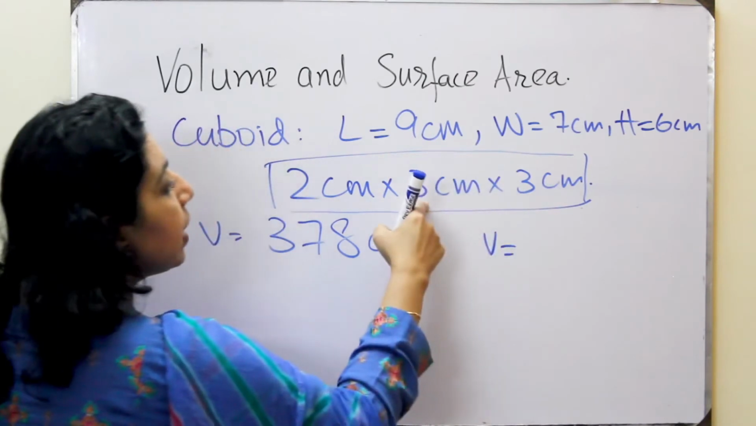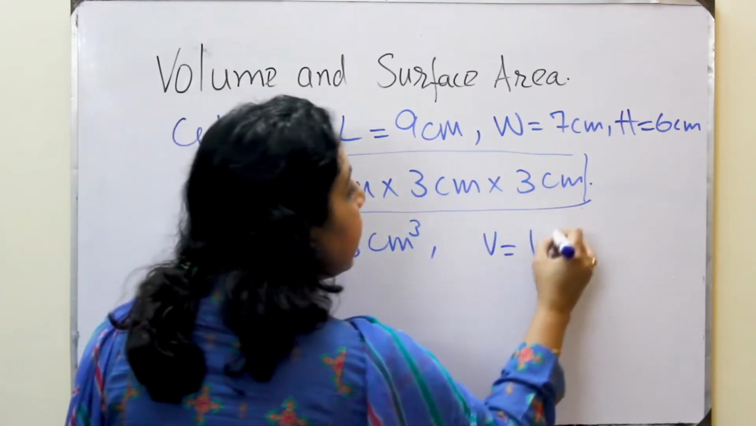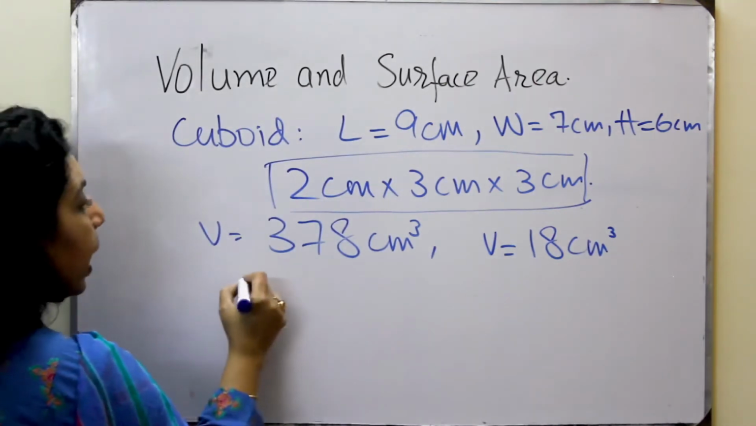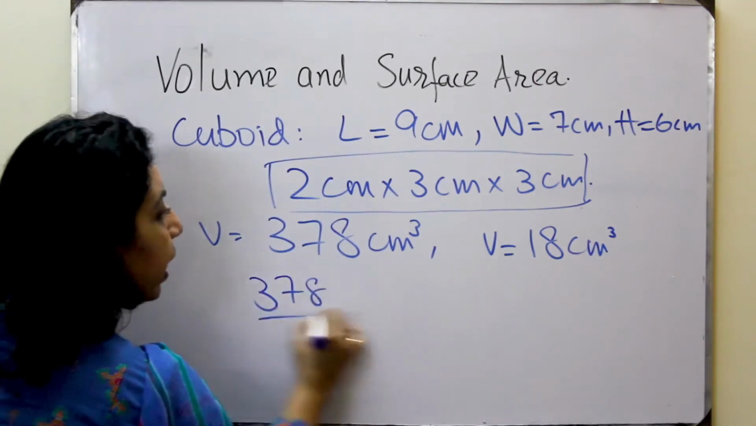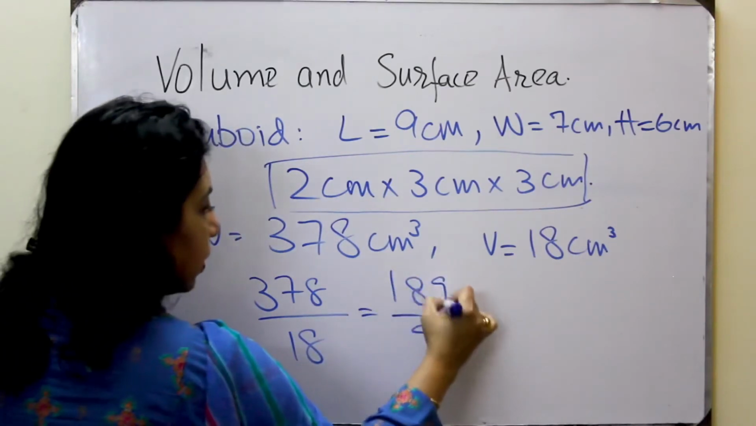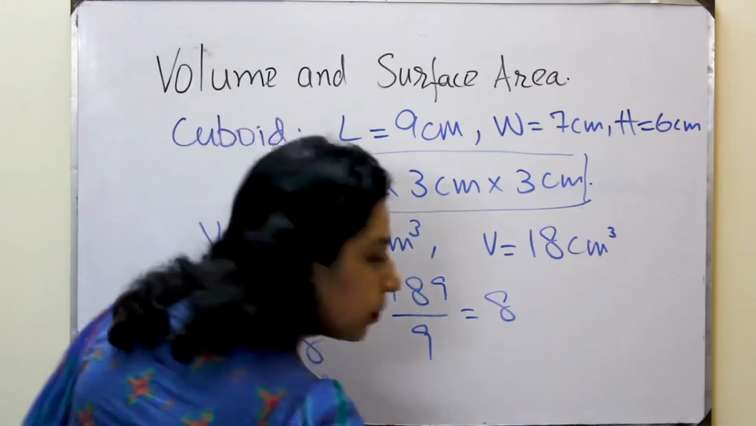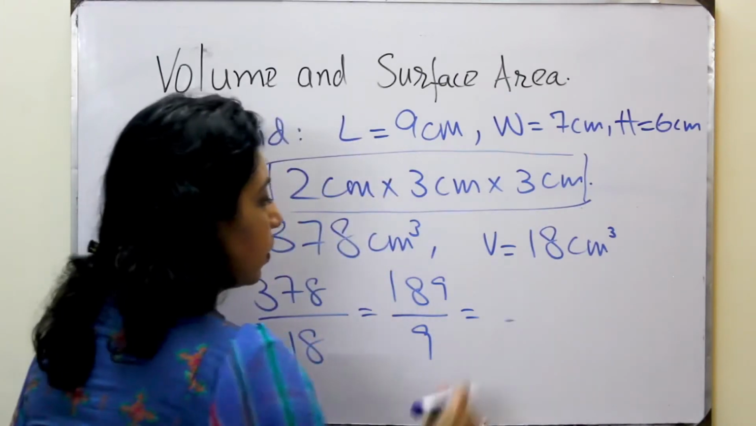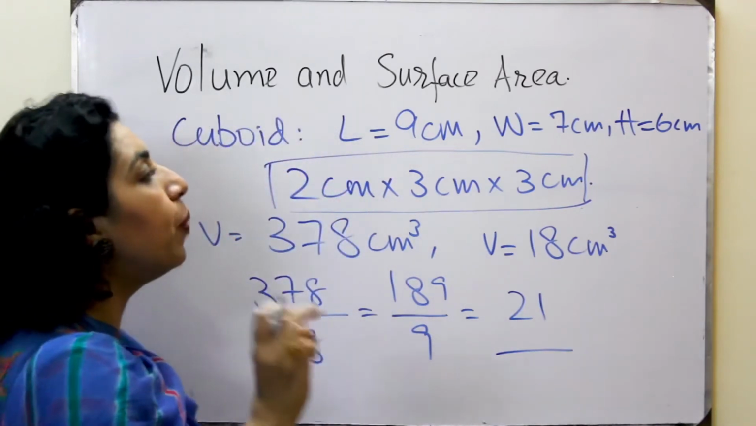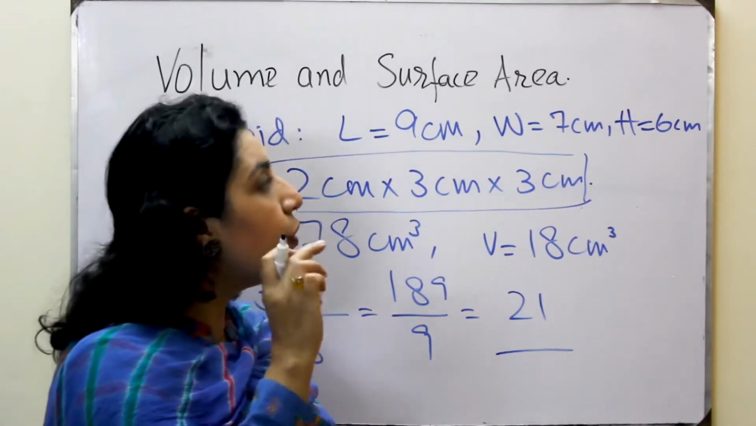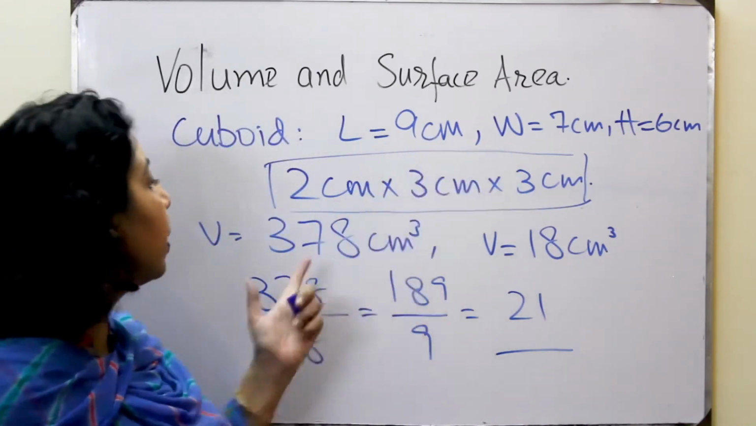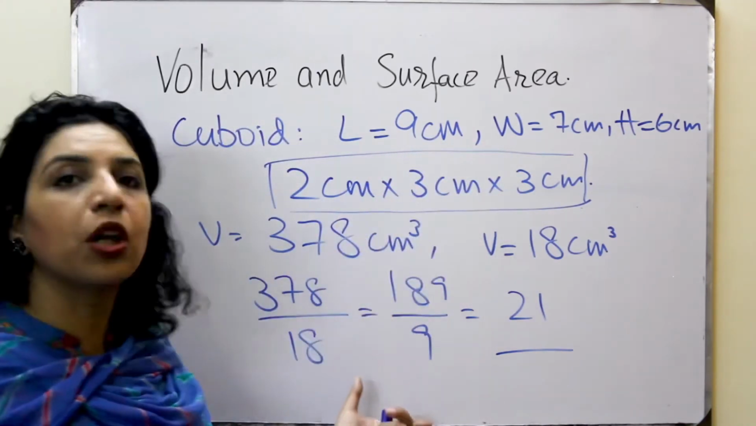I shall take it as small b. 3 multiplied by 3 is 9, 9 times 2 is 18 centimeter cube. And how many small cuboids will be formed? I shall divide this 378 with 18. So a total of 21 small cuboids can be formed from the bigger cuboid by dividing the volume of the bigger cuboid with the volume of the smaller cuboid.